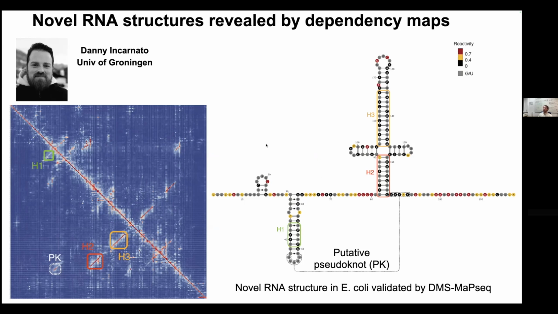And we found 4 novel structures in E. coli, and this is one of the structures we found. And as you can see, the several anti-parallel dependencies map to different stems. And we also see, for example, this anti-parallel dependency, which belongs to this stretch of A's interacting with this stretch of U's, and is supported by the DMS to be a pseudoknot.